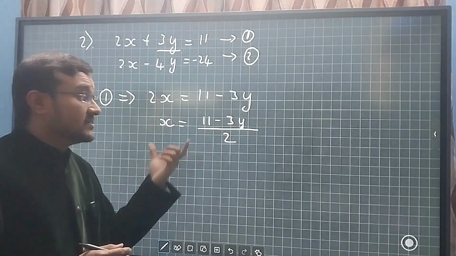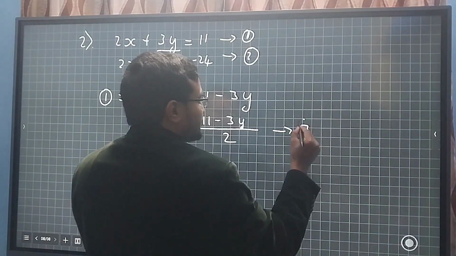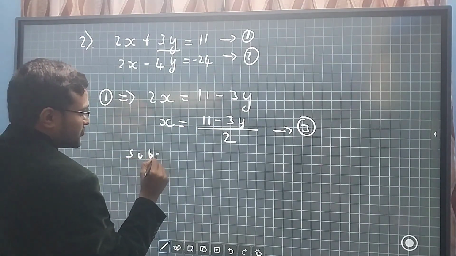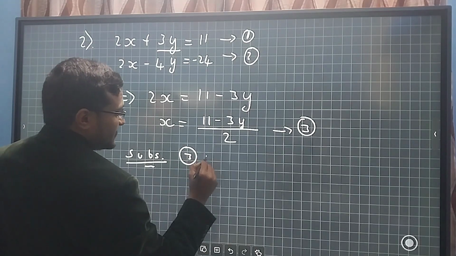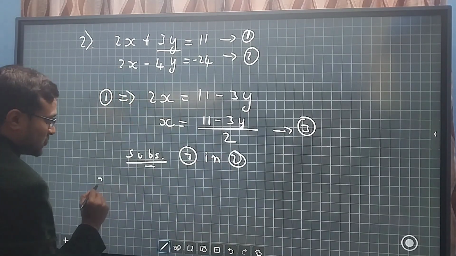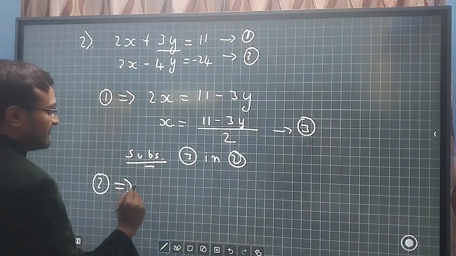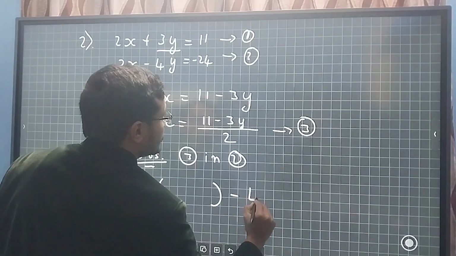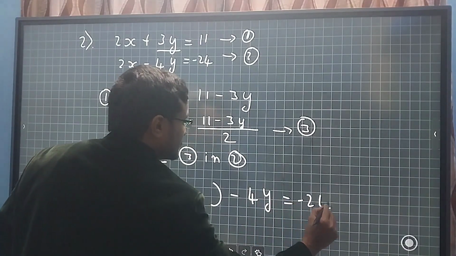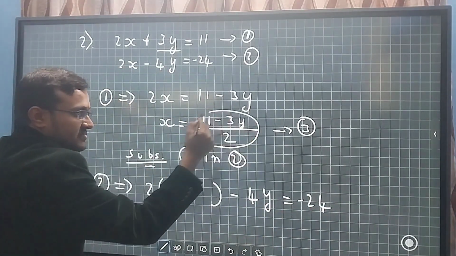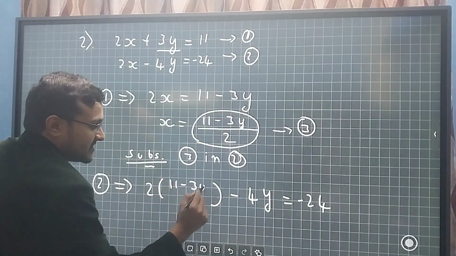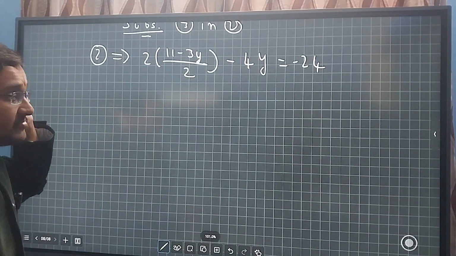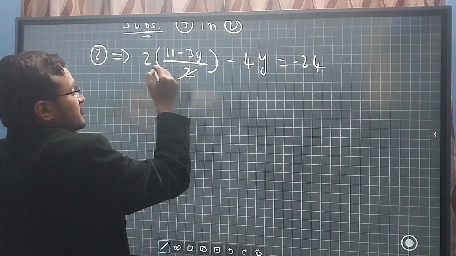Now this you can call equation 3. This equation 3 you can substitute in equation 2. What was equation 2? 2x minus 4y is equal to minus 24. In the place of x we have to substitute 11 minus 3y divided by 2. So now we have 2 into 11 minus 3y divided by 2, minus 4y is equal to minus 24.